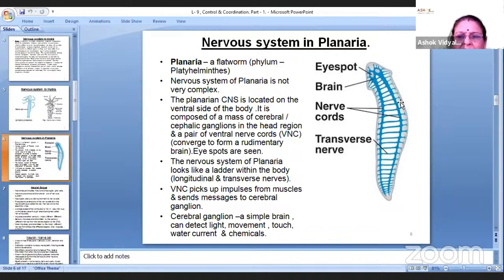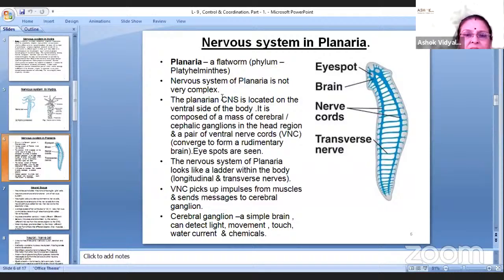That is, they converge and form a rudimentary brain. This is the eye spot, clear, and these are the transverse nerves or the commissures. These are the lateral nerves over here. So internally, when we see, students, we find that it looks like a ladder. You can see the diagram over here. Internally, you can see that it looks like a ladder. Right, now let's understand this more clearly.